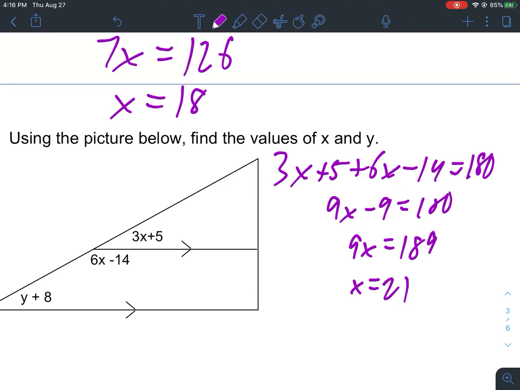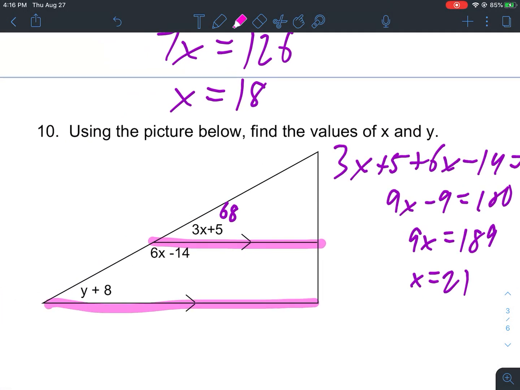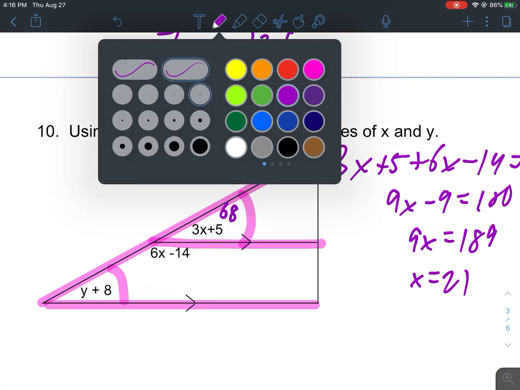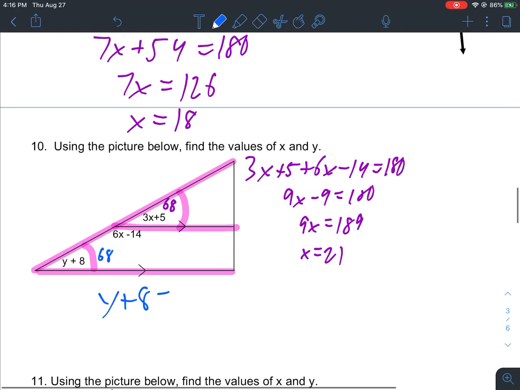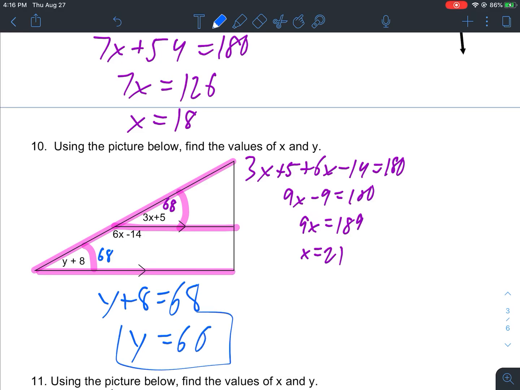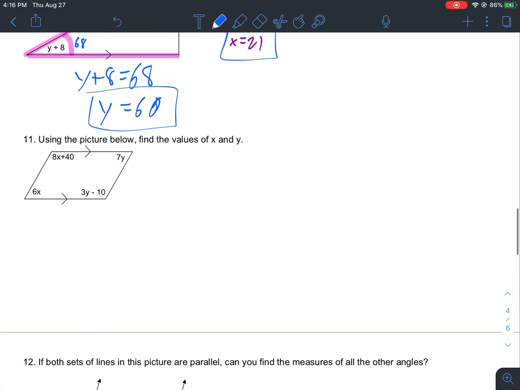Now we need to put x back into one of these to get y, so let's put it back into the top one here. 3 times 21 plus 5 is 68. Since these lines are parallel, cut by a transversal, these 2 angles are corresponding, which means they're congruent, which means this angle is also 68. So for y, I can do y plus 8 equals 68. Subtracting 8, I get y equals 60. Okay, pause the video and try number 11.